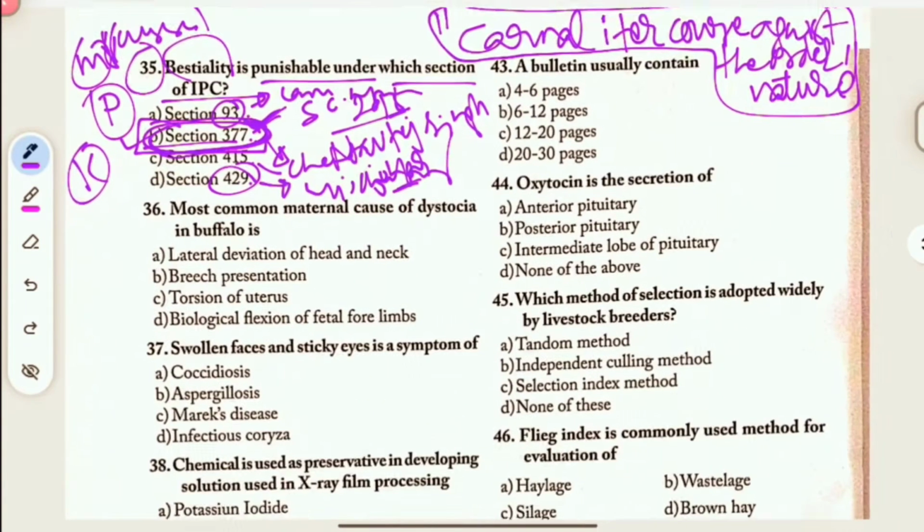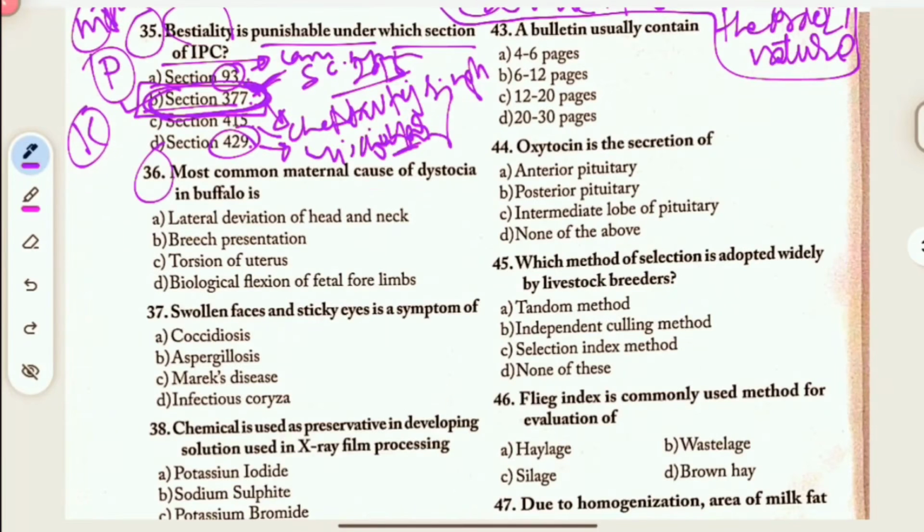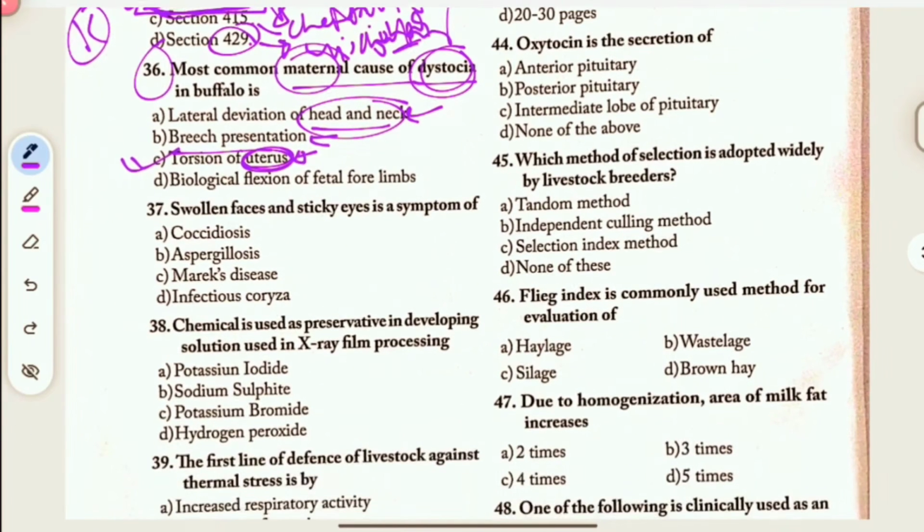The next question 36 says: most common maternal cause of dystocia in buffalo. There are two types of causes, maternal and fetal. The option lateral deviation of head and neck is a fetal cause, and breech presentation is also a fetal cause. Torsion of the uterus: the uterus is an organ of the mother, so this is the maternal cause. Then swollen face and sticky eyes is a symptom of coccidiosis, aspergillosis, Marek's disease, and infectious coryza. The correct answer for this question is infectious coryza.